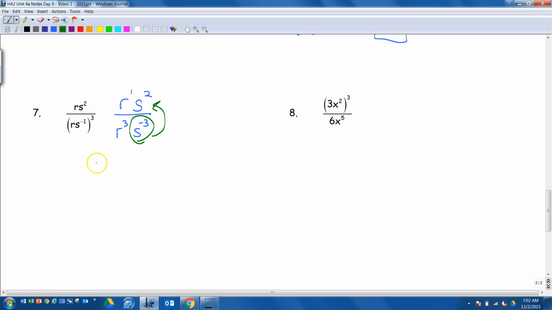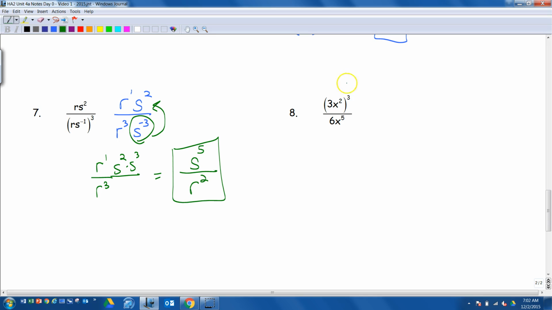I get r to the first over r cubed. And then on top now I have s squared, s cubed. These balance or cancel. You have 1 on top and 3 on bottom. So if they battle, you lose 1 on each and you're left with 2 on the bottom. On the top you have s to the 5th over r squared. That is okay. There are no negative exponents, so we are good with that answer.